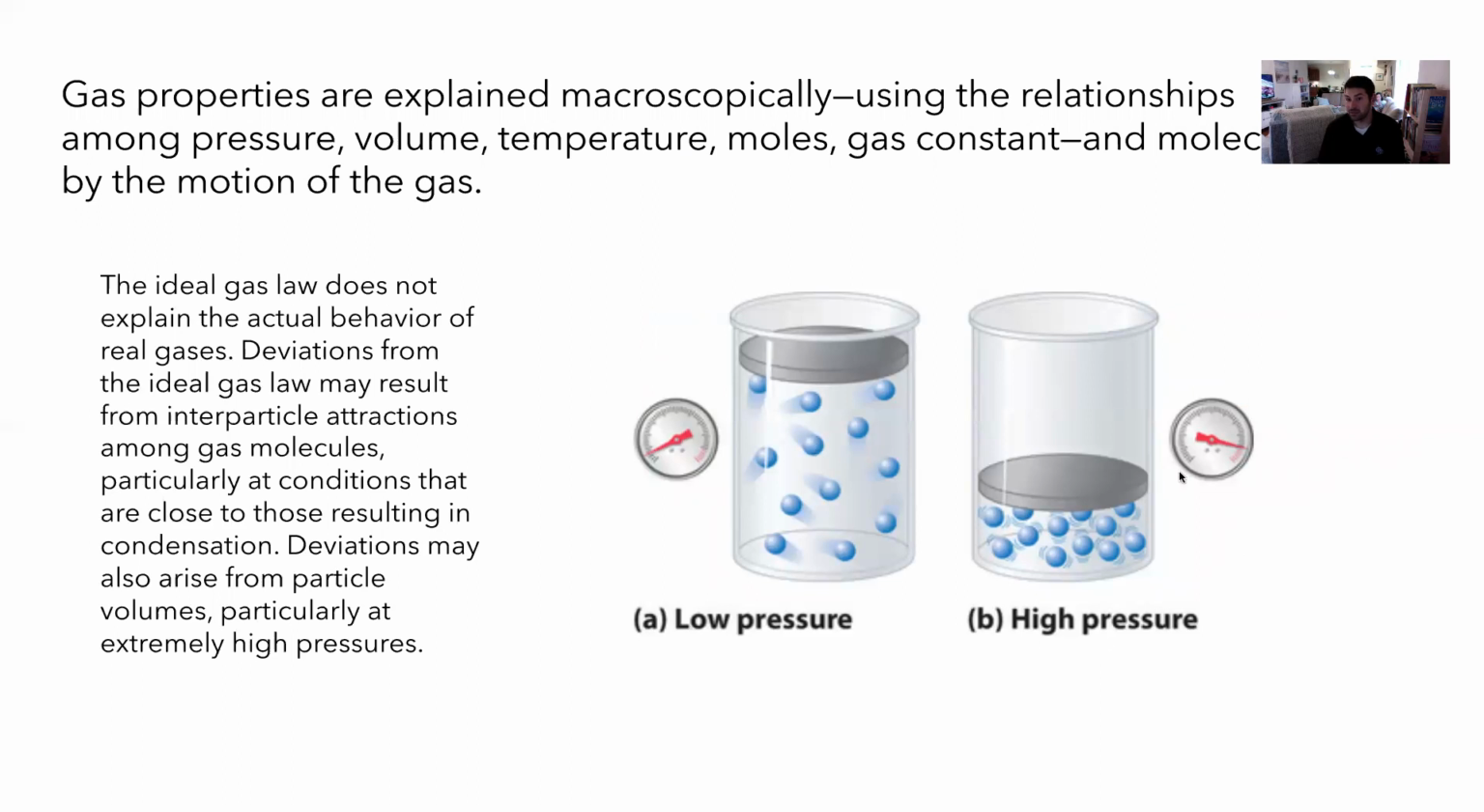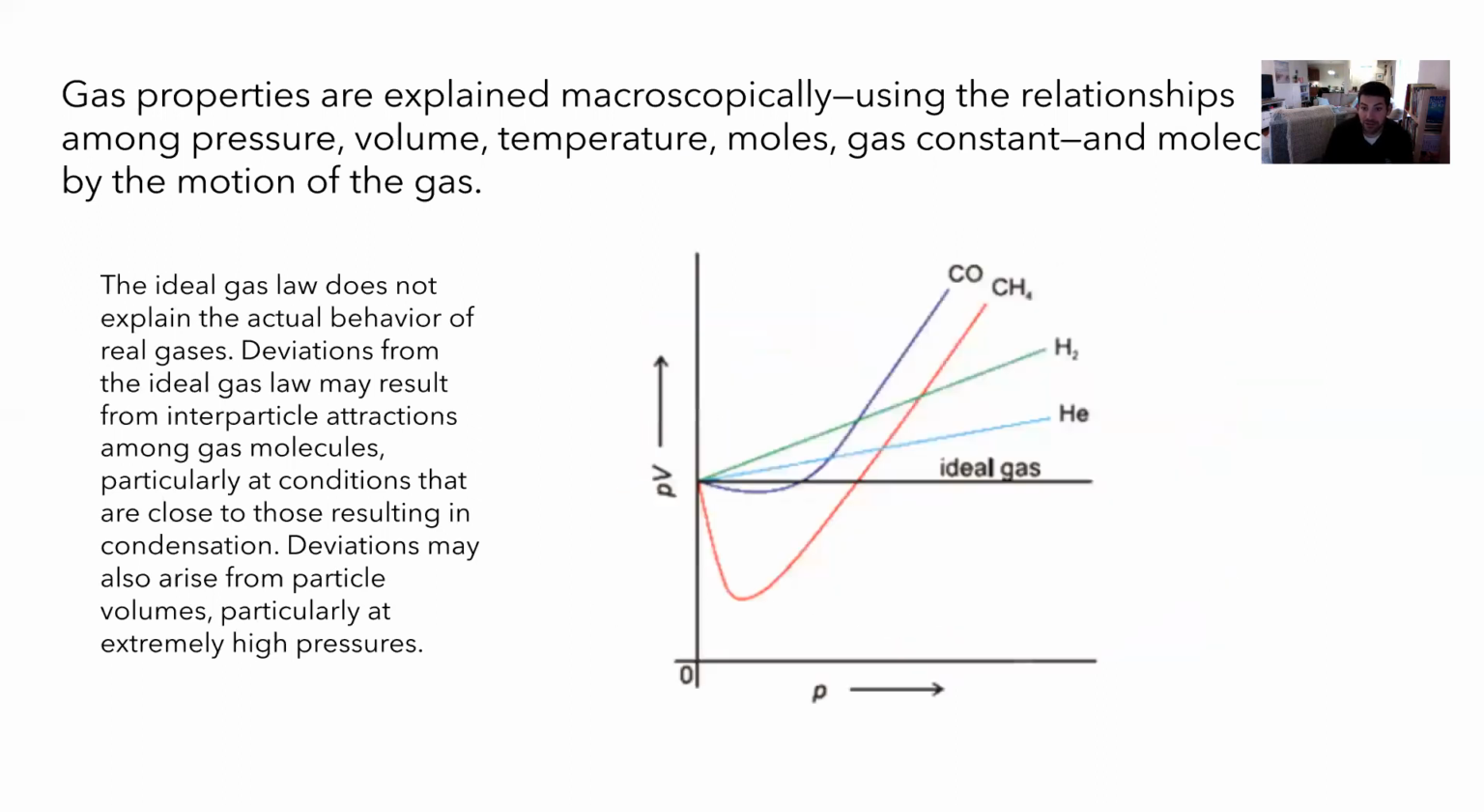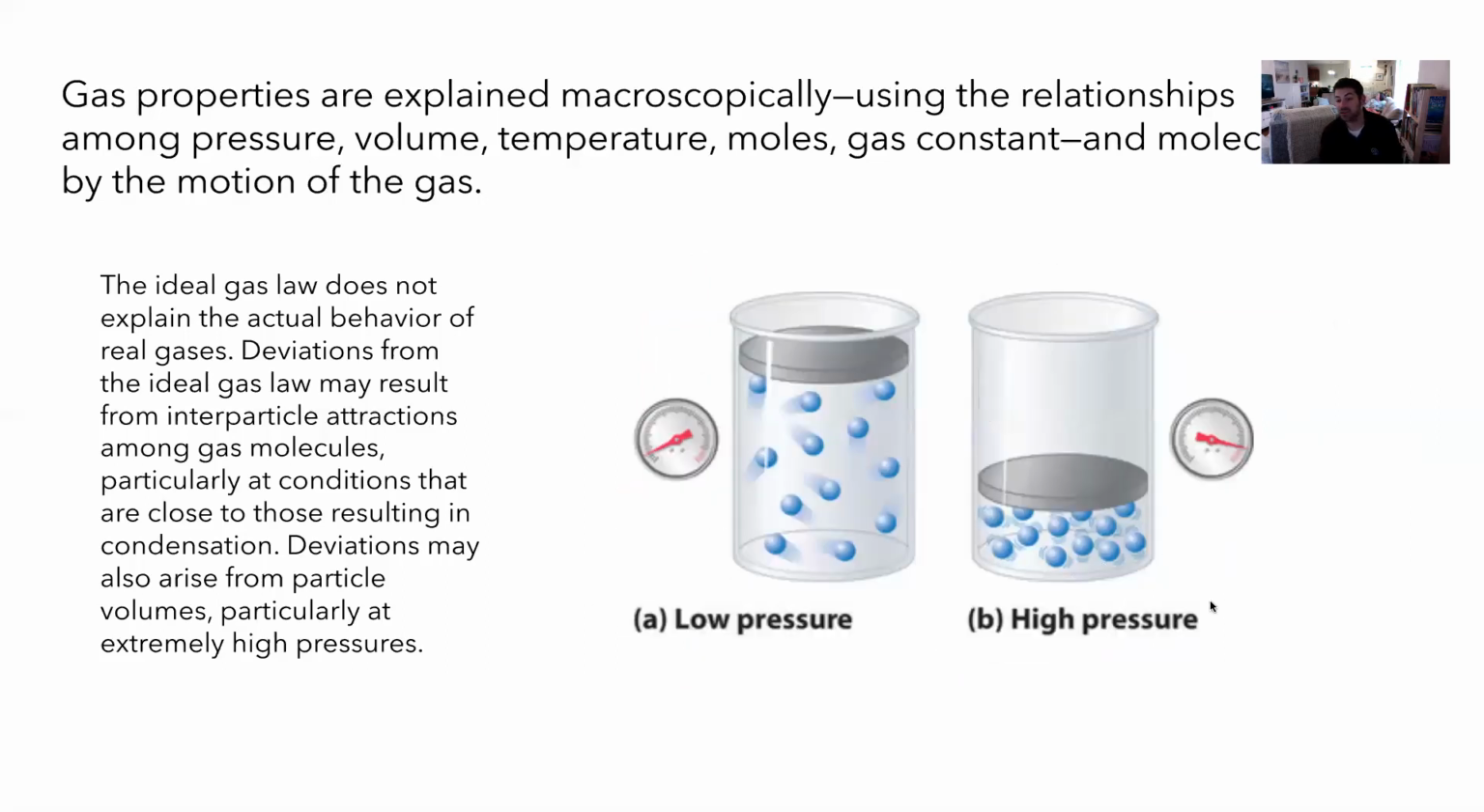Now, I want you to think about something. When are the particles going to interact with each other more? All right, when they're closer together. So at high pressures. High pressures are bad for our real gases, right? As the pressure gets bigger, that's where the deviation is going to get bigger. So high pressure is bad. If we want a real gas to behave like an ideal gas, we want a very low pressure so that they're not close to each other.